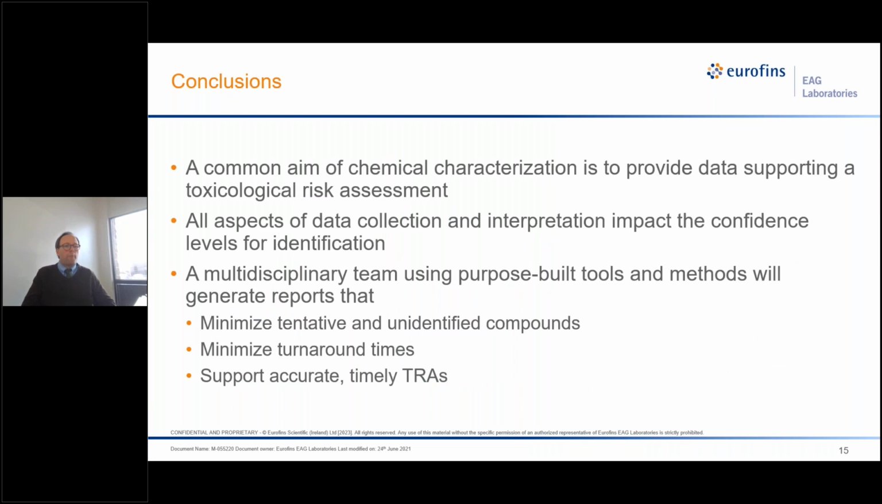So I'd just like to wrap up with some conclusions. I just want to remind you that a common aim of chemical characterization is to provide data supporting a toxicological risk assessment. And so the design of the work and the design of the chemical characterization report is really to do that, to support a timely, accurate toxicological risk assessment. I think I've done a good job of showing that all aspects of data collection and interpretation impact the confidence levels for identification. What did that look like?